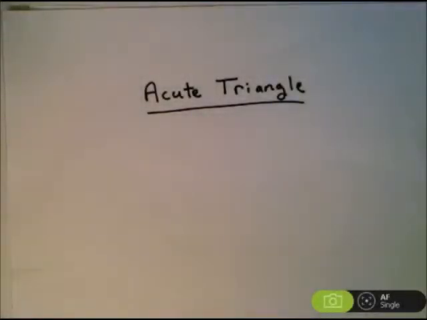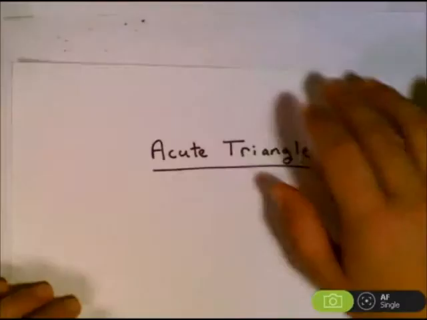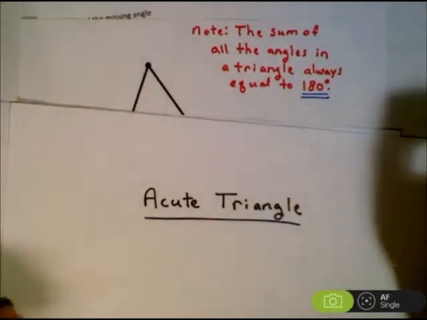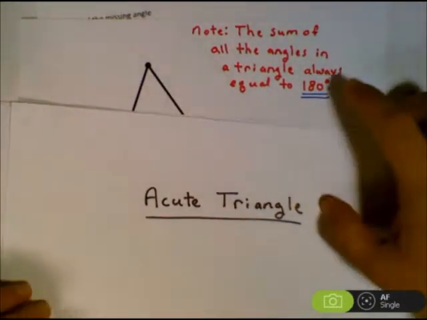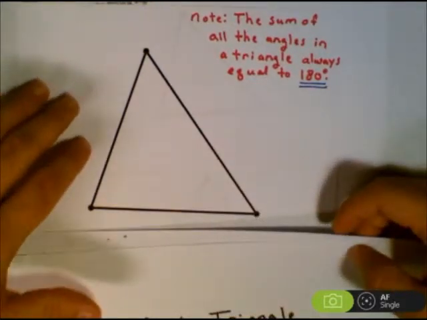Hello, in this video we're going to talk about acute triangles. One thing to remember about an acute triangle, as I mentioned in other videos about triangles, is that the sum of all the angles in a triangle will always equal 180 degrees. With that in mind, let's keep on with the acute triangle.